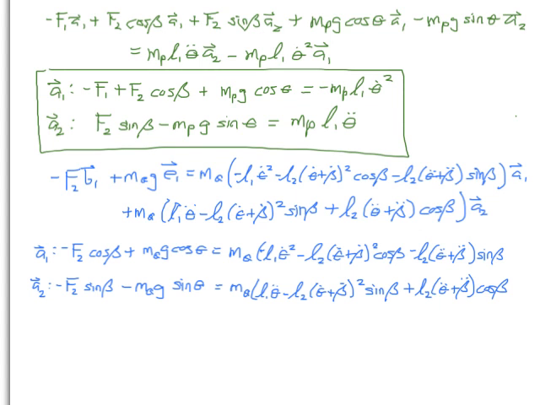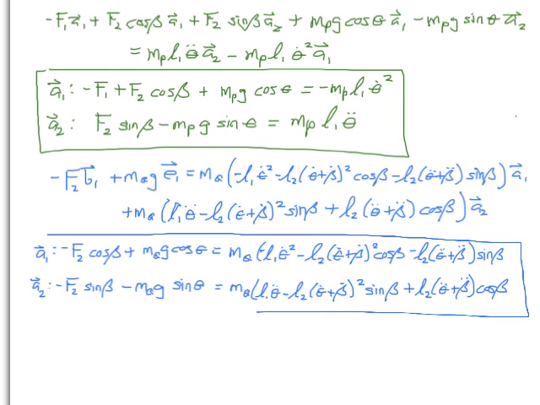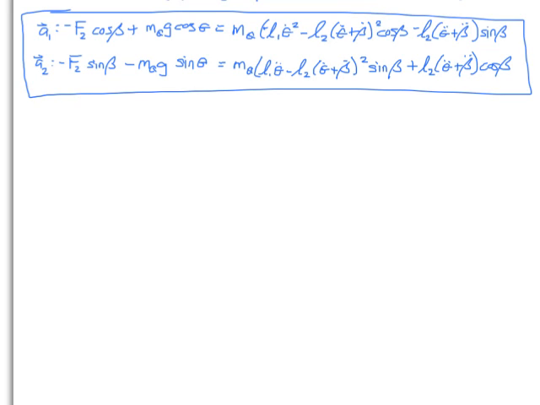And so now we have four scalar equations and four unknowns. Our unknowns are F1, F2, theta double dot, and beta double dot. And after some substantial algebra, we solve for theta double dot and beta double dot to get the two equations of motion for the system.